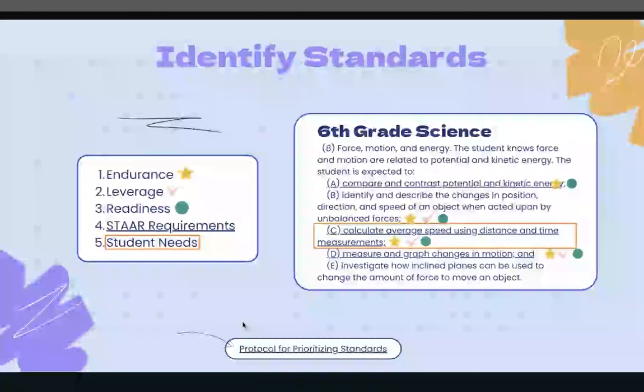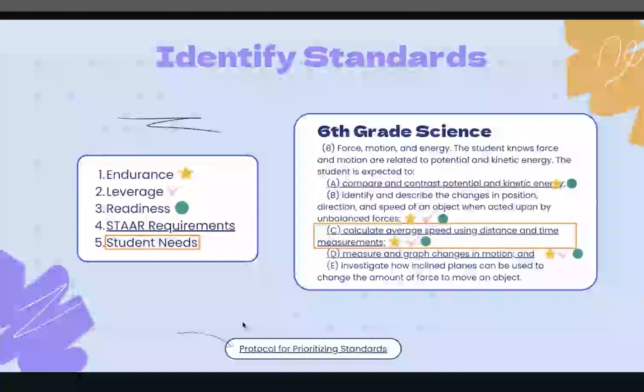And then STAAR requirements, right? We want to go back and look at which of these standards might actually be tested on a state assessment at some point, right? That could indicate to us importance. If it's part of the STAAR blueprint, then obviously the state has selected that as a standard that kind of meets some of these criteria as well. And you can see the ones that are underlined there. And then finally, the last one that I've got boxed in that orange is also about student needs.